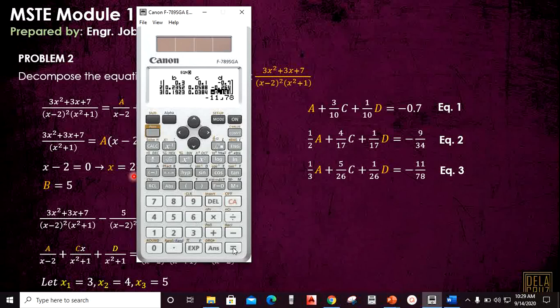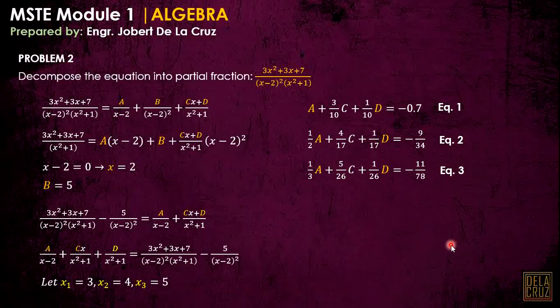Pressing equals, this is the value of A, negative 1. This is the value of C, that is 1. And this is the value of D, our D here is just 0. So, summarizing the answers, A is negative 1, C is 1, D is 0.